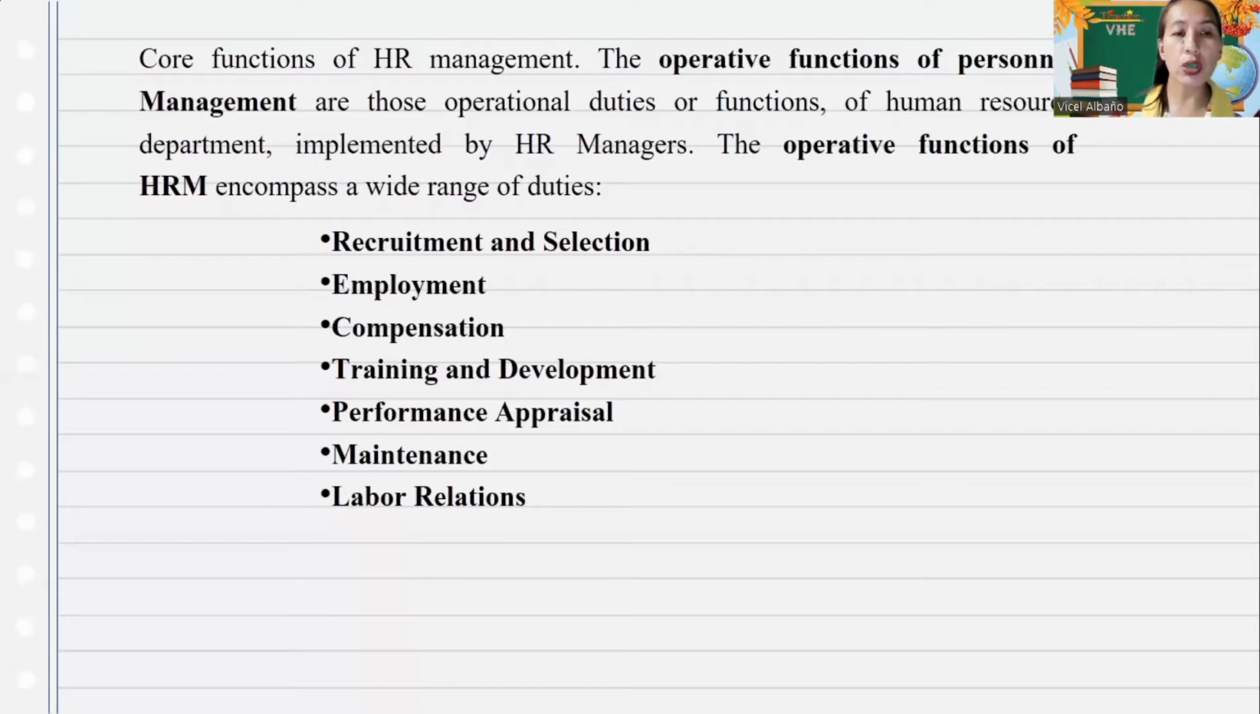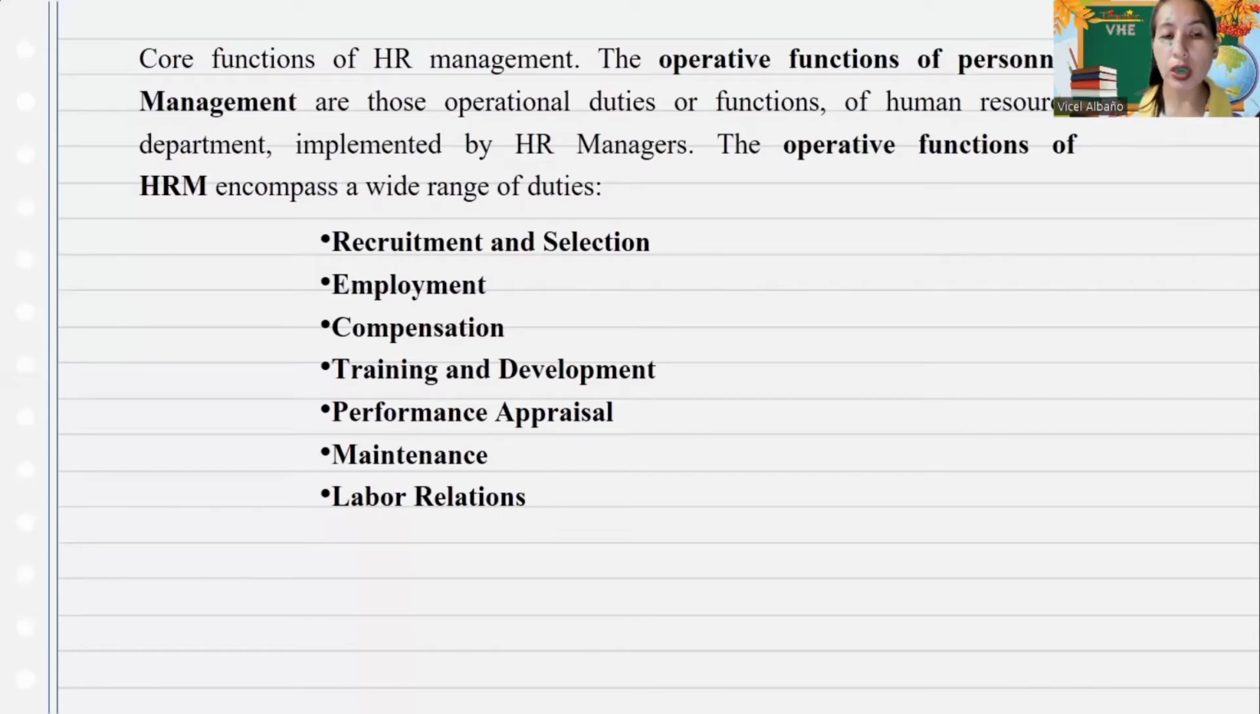Okay, the functions of HR management. The operative functions of personnel management are those operational duties or functions of the human resource department implemented by HR managers. The operative functions of HRM encompass a wide range of duties. First, recruitment and selection. Second, employment.